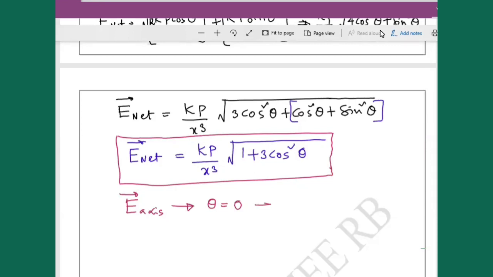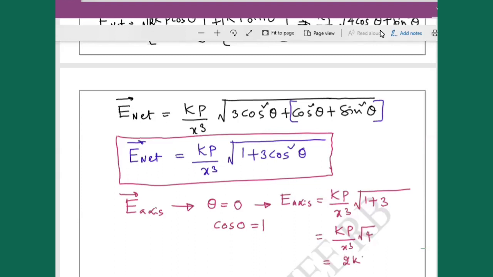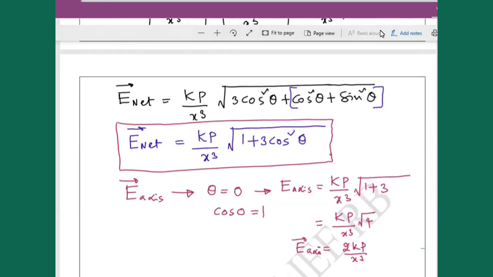When it is 0, we can write E net on axis equals KP by x cube under root of 1 plus 3 cos square theta, that is 3, since cos 0 is equal to 1. So what I get now is KP by x cube under root of 4, which is nothing but 2 KP divided by x cube. This is the axis, just a verification of it. Is it clear? Yes, sir.